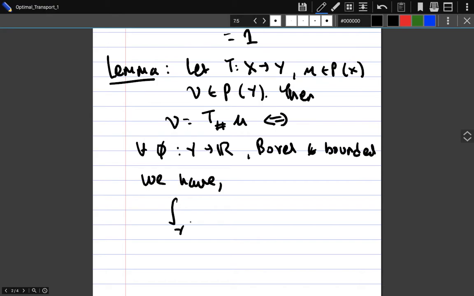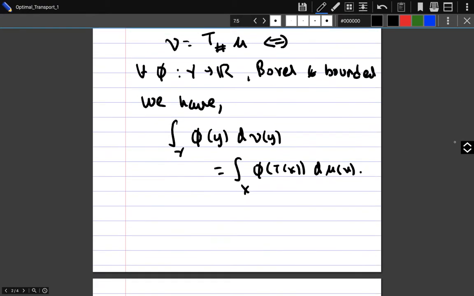that the integral of phi(y) with respect to the measure nu is the same as the integral on x of phi of T(x) d mu(x). So notice that there's this composition happening, and this is one of the standard properties which characterizes the push forward measure. So when you want to integrate over a push forward measure nu, then you just compose the function that you want to integrate with the map T, and then you're done.